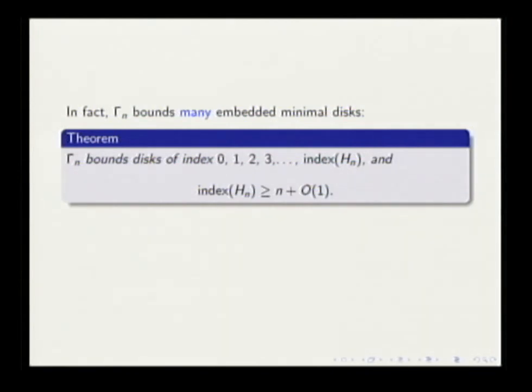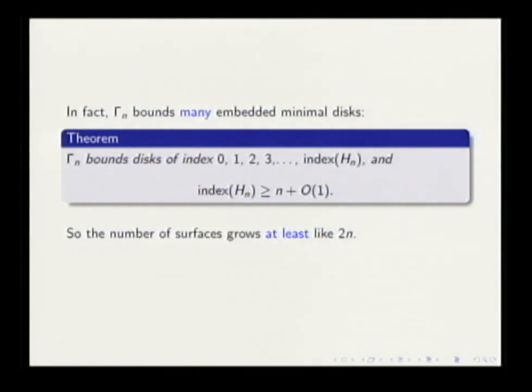And furthermore, it's not too hard to show that the index of this Hn is roughly n. Or at least it's at least n. I don't know, maybe it's much bigger than that. I'm not sure, but it's fairly easy to bound it below by n. So in other words, the number of minimal embedded disks grows at least like 2 times n. So there are lots and lots of minimal embedded disks with this boundary.